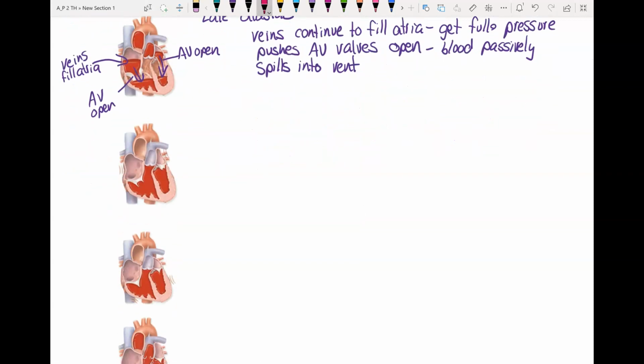Then we can move on to atrial systole. So here your atria are contracting. See here these little lines represent contraction. You can see it's dented in. So now our atria contract. And remember the conduction system. This is when the signal goes from the SA node to the AV node.